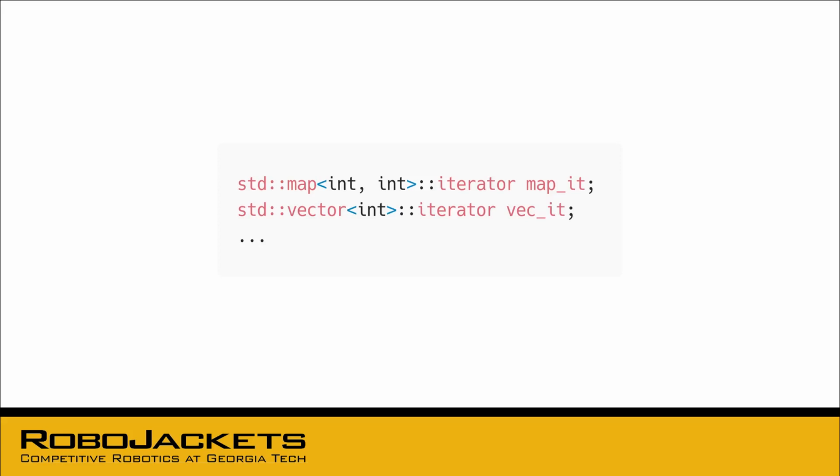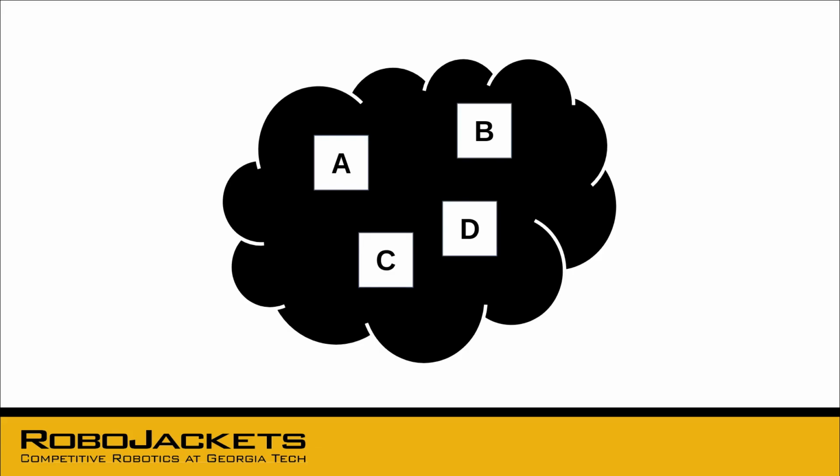The type of an iterator is a bit unwieldy. It looks like the type name of the container, ::iterator. In general, people will usually use the keyword auto. If you don't remember how this works, check out the video from the first week that explains it.